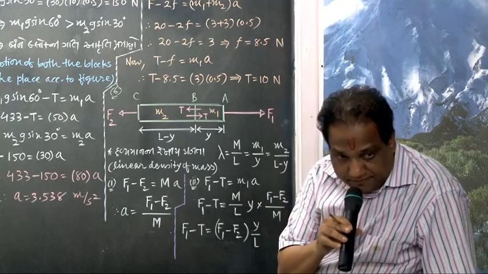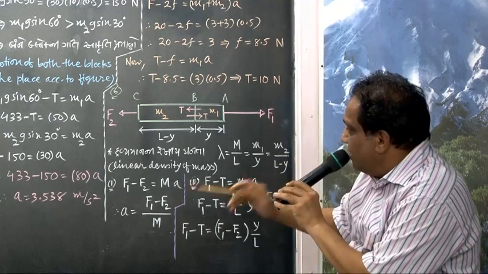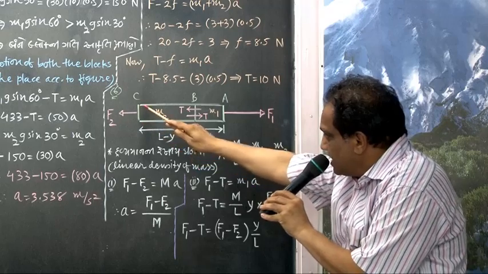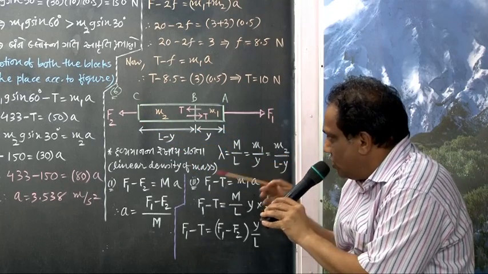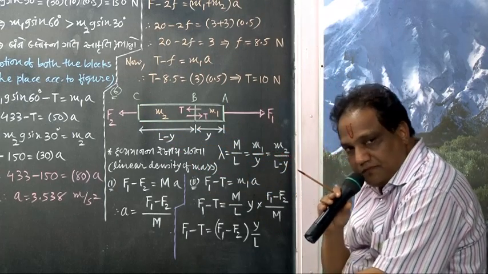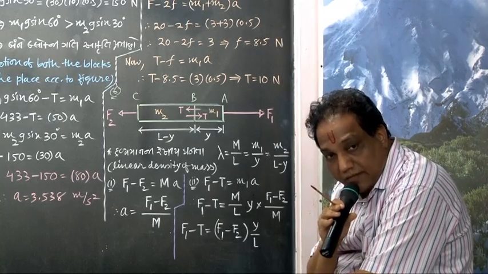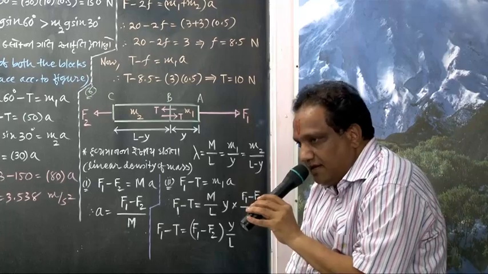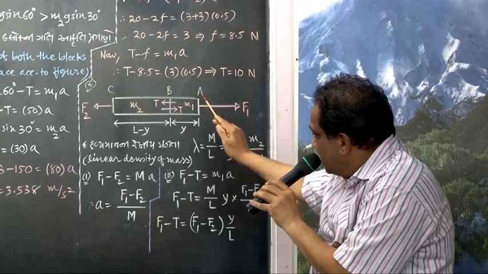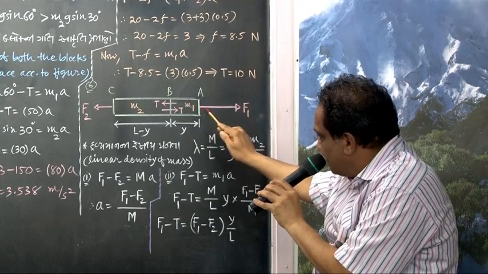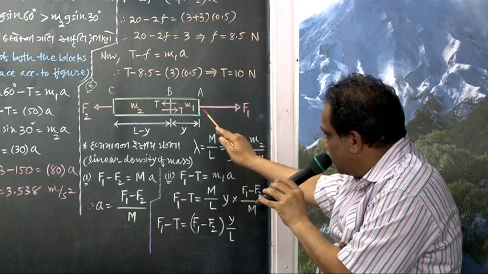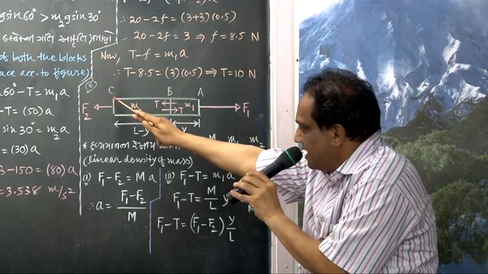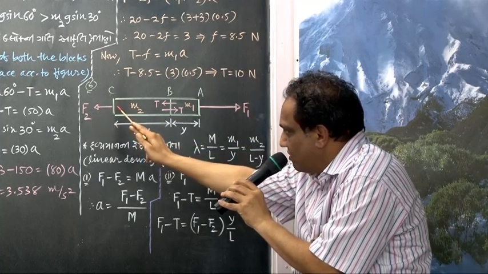Good example. We have some rectangular bar or rectangular rod, some strip. Total length is capital L. At the right end, we exert force F1 towards the right-hand side. At the left end, we exert force F2 towards the left-hand side.